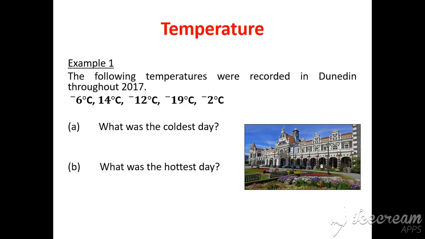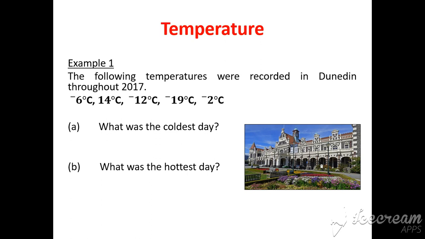All right, here's example one. We've got some examples to get through now. The following temperatures were recorded in Dunedin throughout 2017. So we've got -6 degrees Celsius, 14 degrees Celsius, -12 degrees Celsius, -19 degrees Celsius, and -2 degrees Celsius. So the two questions we're going to ask: what's the coldest day from this group of numbers and what's the hottest day from this group of numbers?